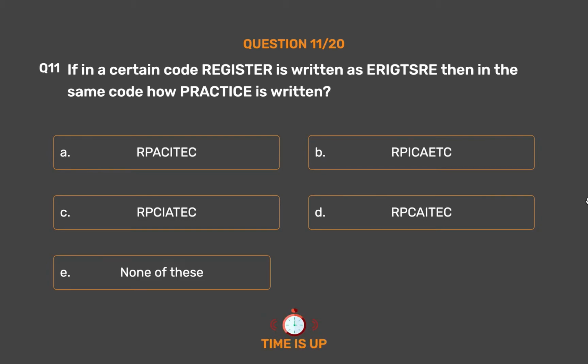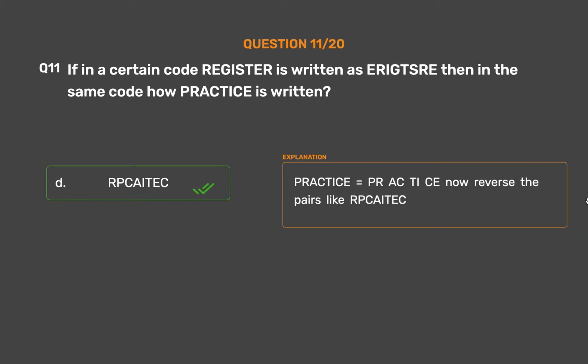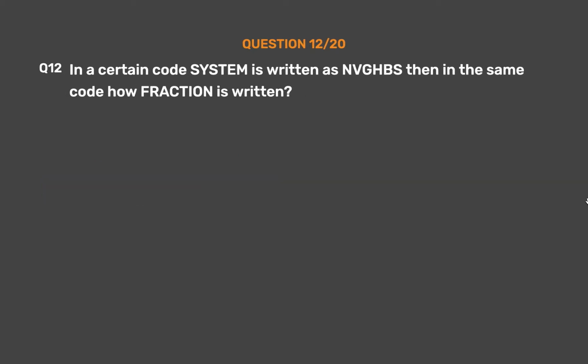The correct answer is option D. Apiaketek. Practice equals PRACTCE. Now reverse the pairs, like Apiaketek. Question number 12. In a certain code system is written as NVGHBS, then in the same code how is fraction written?